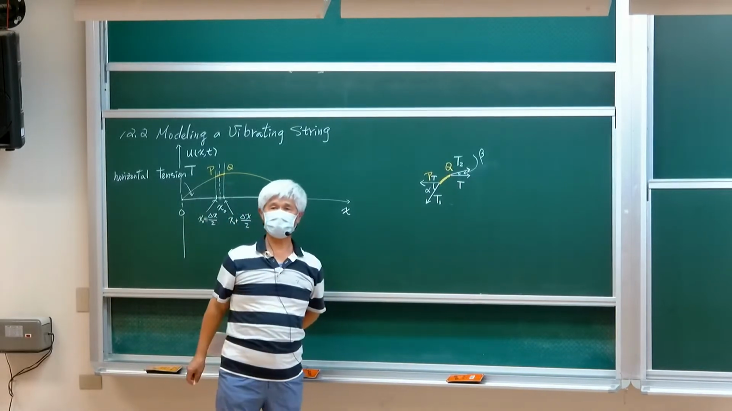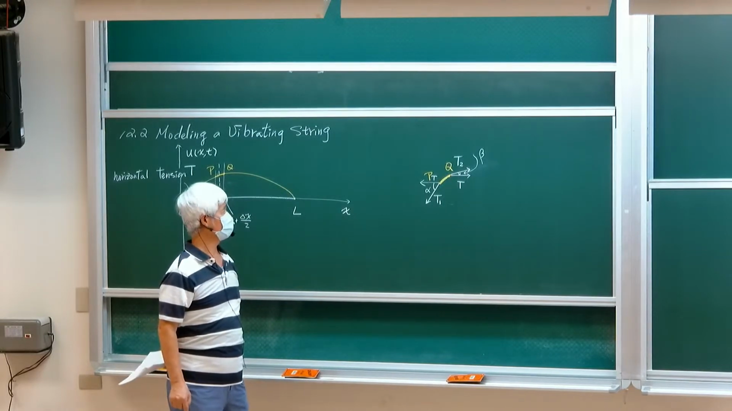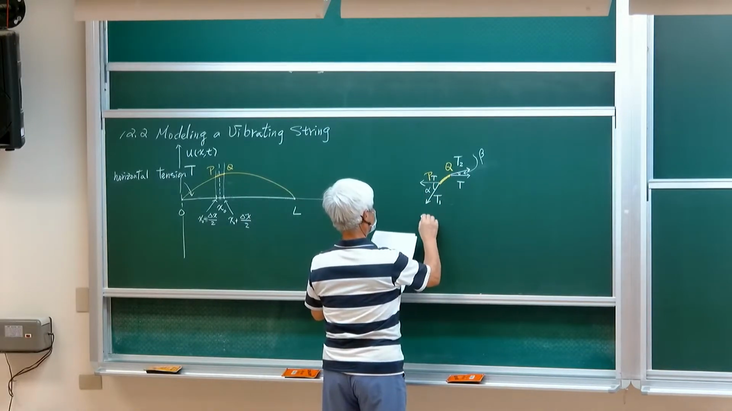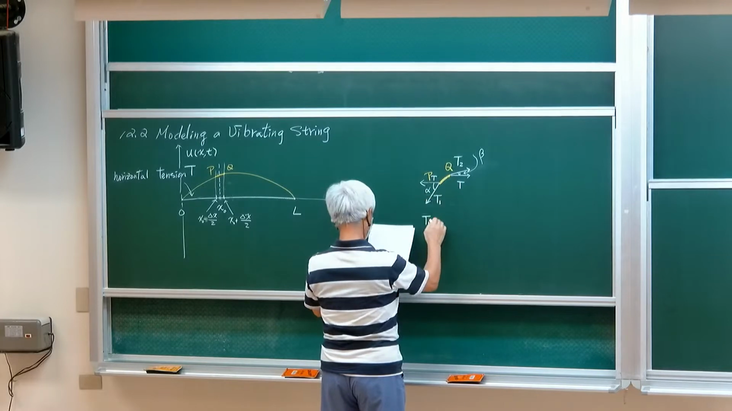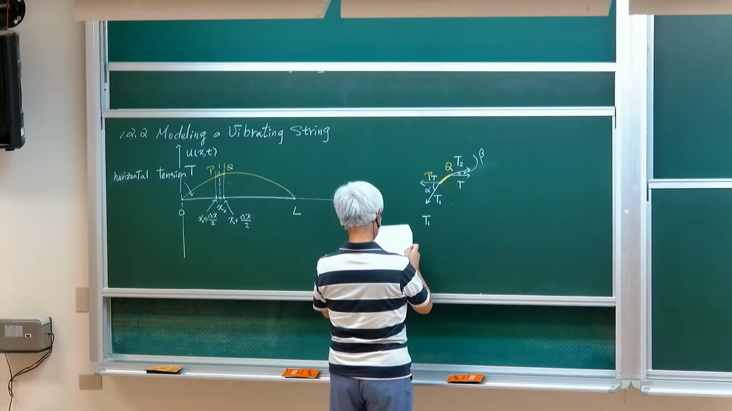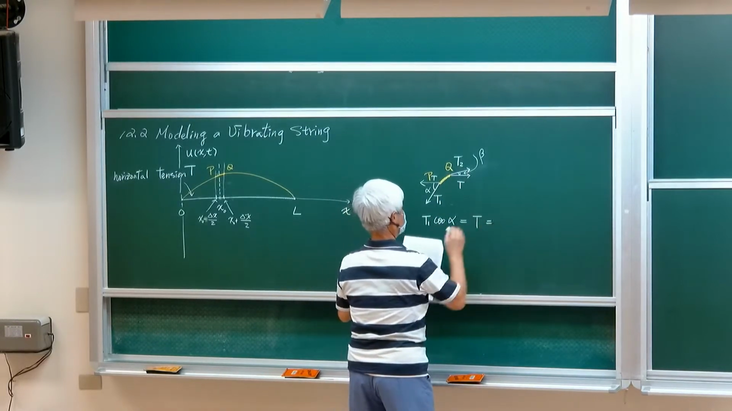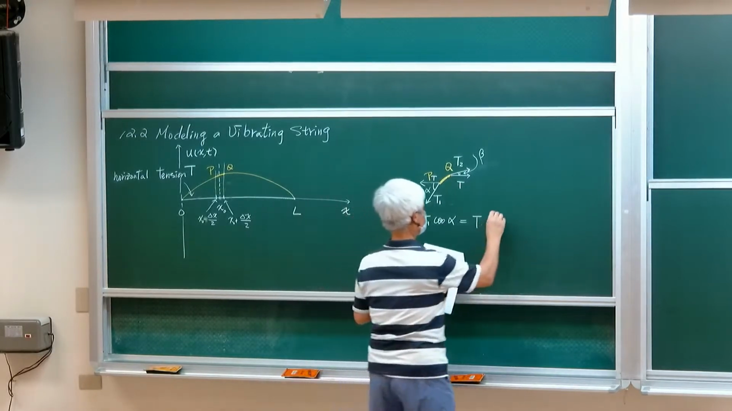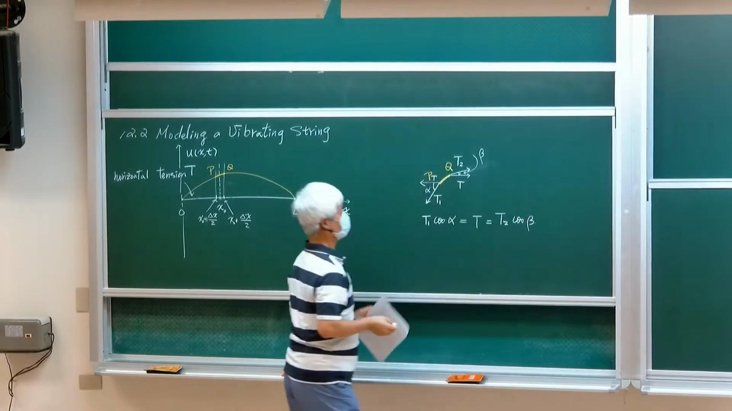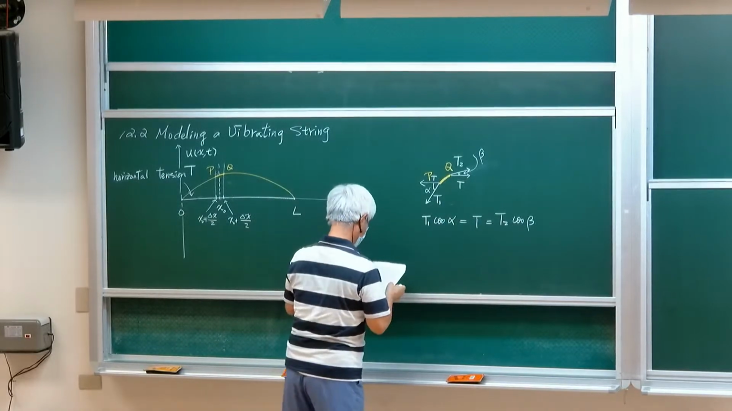Any questions? Now the T1 cosine alpha is equal to the horizontal tension, and is equal to T2 cosine of beta. So we should have this equation.